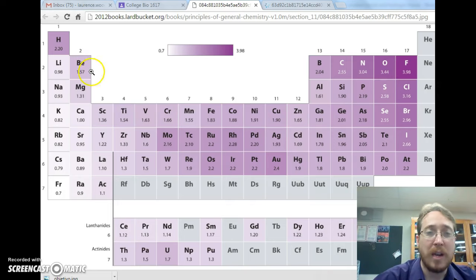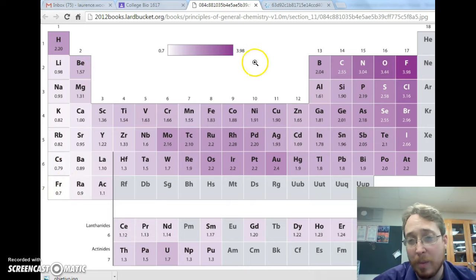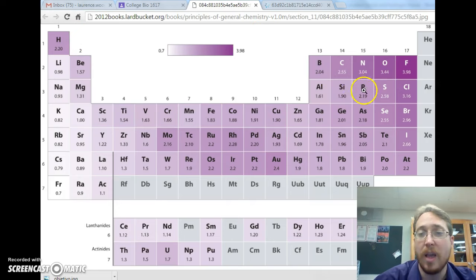The highest electronegativities are going to be over here in the upper right. So if we look at our elements of life, we have oxygen and nitrogen, those are our highest. Carbon, sulfur, and hydrogen are moderate electronegativities, and phosphorus is low for our elements of life.